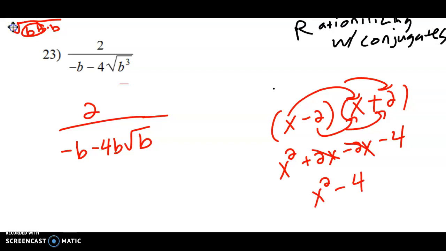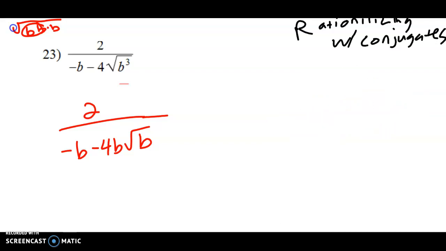So when I look at this problem, I can see right away that I can square my first term and square my last term and subtract them. That happens every single time that I have two things that are the same, one's adding and one's subtracting. So in this case, my conjugate is negative b plus 4b root b.